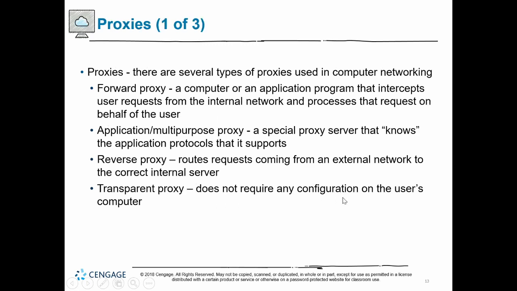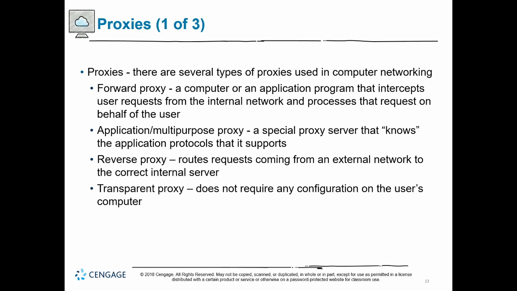Now, proxies. There are several different types of proxies within a network. There's a forward proxy, which is a computer and application program that intercepts user requests from an internal network and processes that request on behalf of the user. So whenever a computer is trying to talk out to a different server or a host, there's a server that sits in front of it, and that server communicates on behalf of the user.